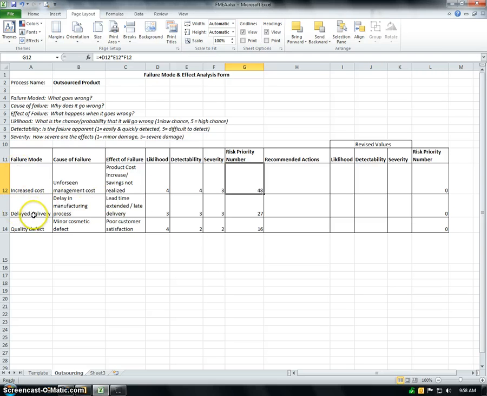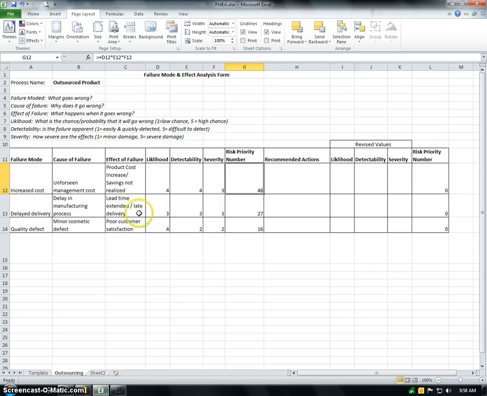And then there was another failure mode. They said there could be a delay in delivery. So they've outsourced this product. They're expecting delivery at a certain time. And their idea was that the cause of the failure may be that there just may be a delay in the manufacturing process. This was a product that was outsourced outside of the country, so they had some concerns about schedule. The effect of the failure, obviously, the lead time would be extended.